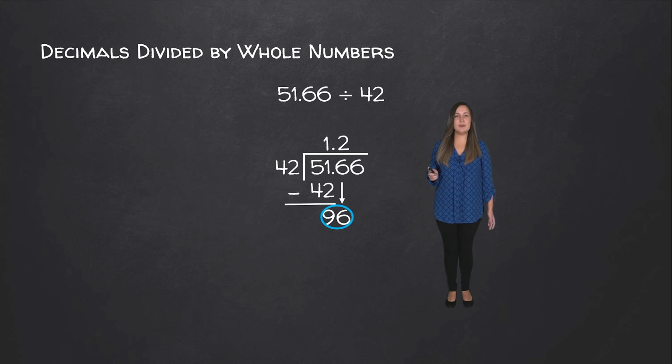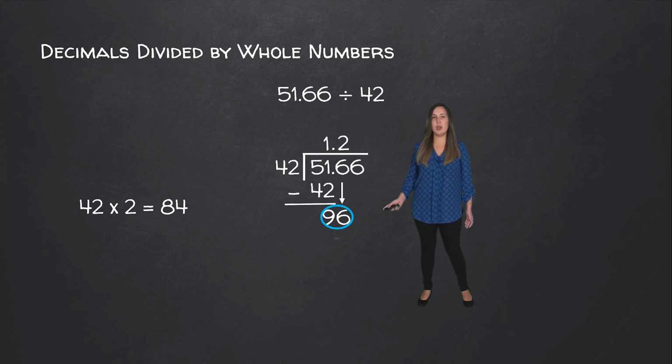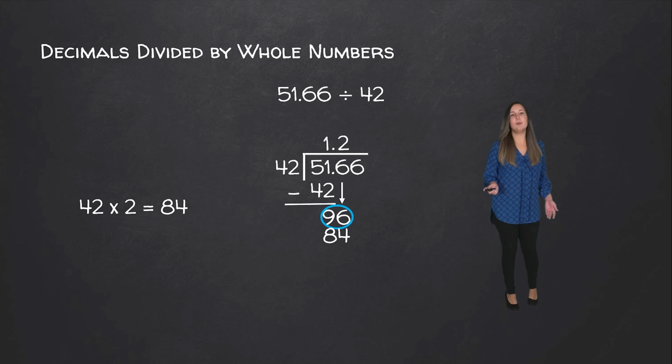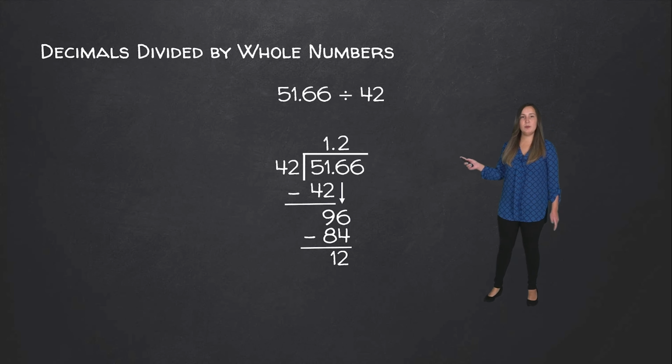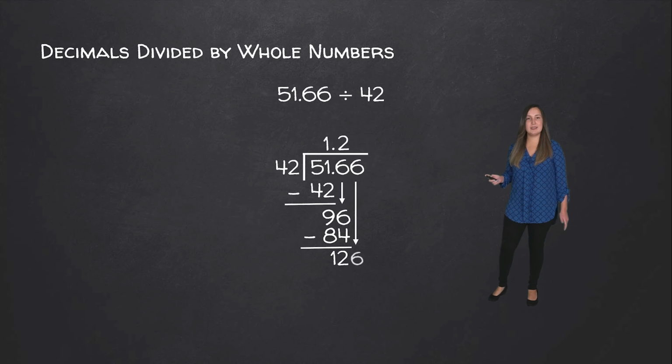And that's because 42 times 2 is equal to 84. Now, if we tried 42 times 3, that would be too big. So then we're going to take the 96 and subtract 84. And 96 minus 84 is equal to 12. Then we bring down the next 6.